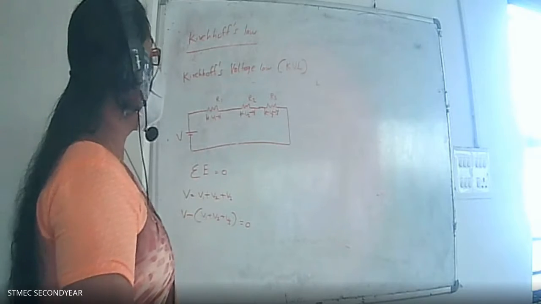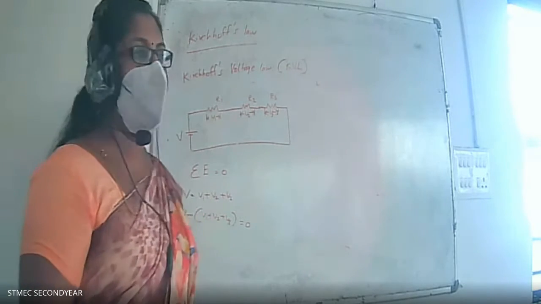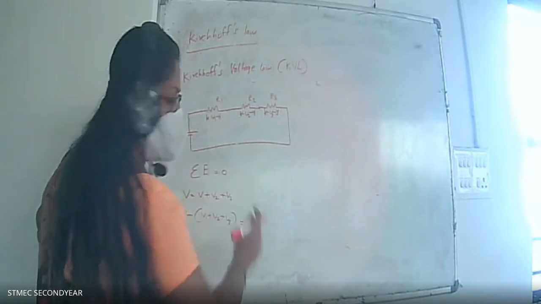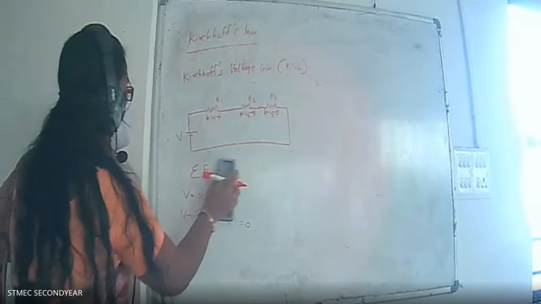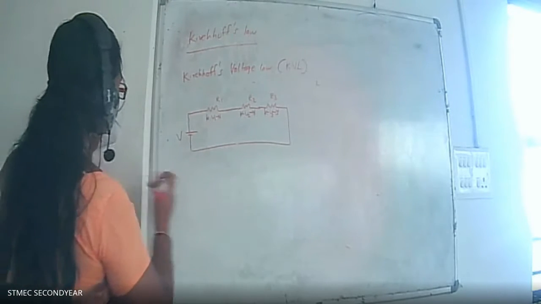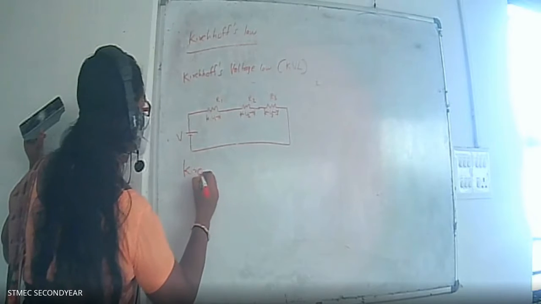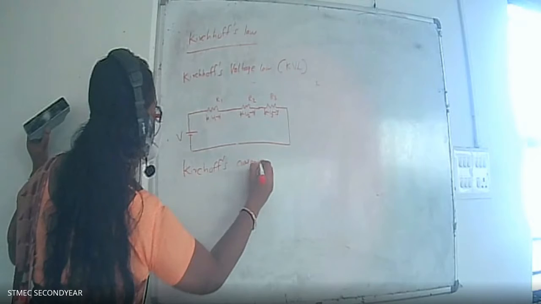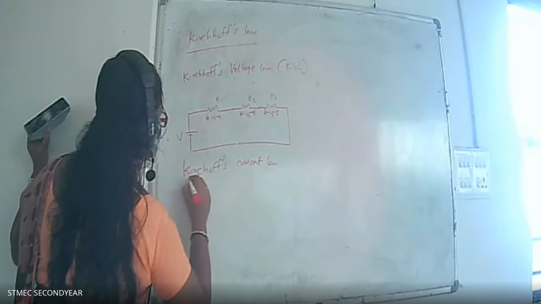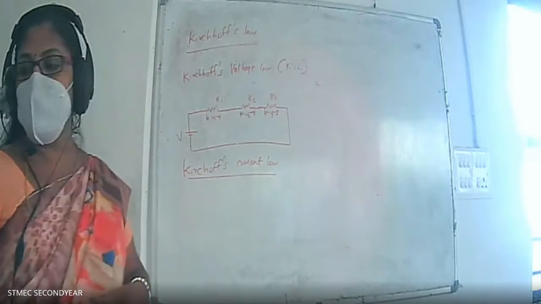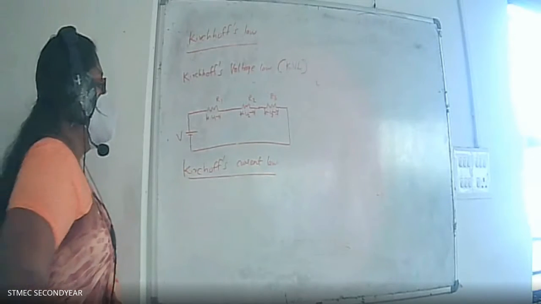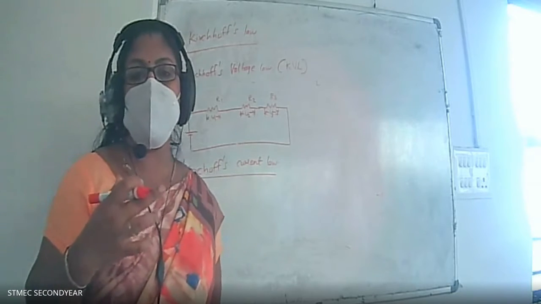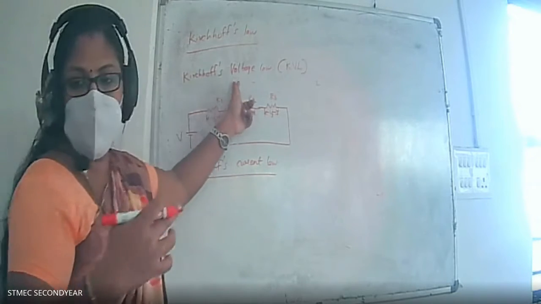See, next is Kirchhoff's current law. Let this circuit diagram be here, then I can compare these two. So let me first say the definition, okay? Kirchhoff's current law is regarding the current, and it is regarding the voltages in a network.